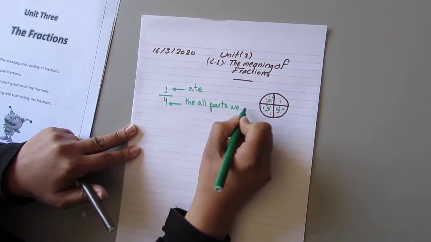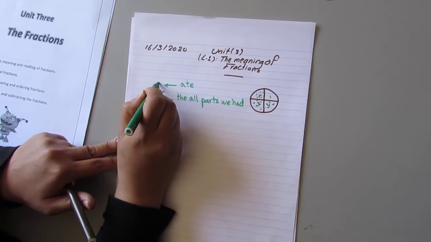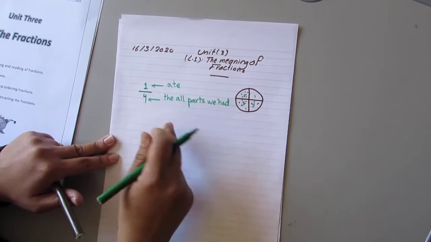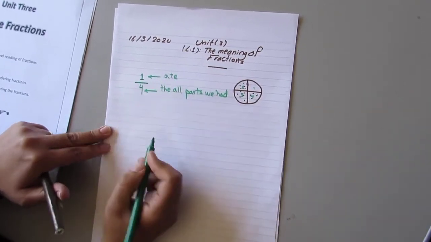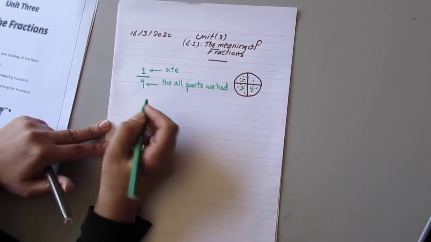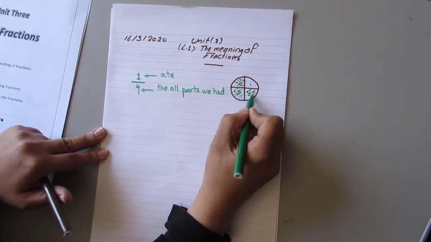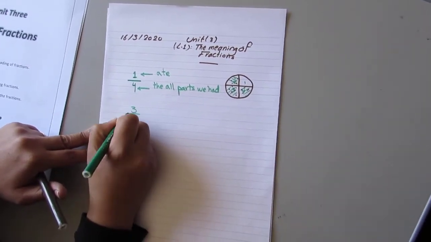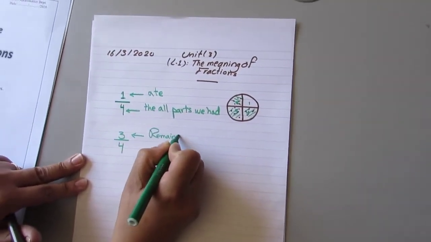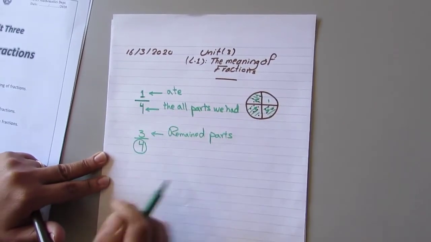The whole parts we had. Okay? So we will write it like this: 1, and then the sign of the fraction, and then we will write the number of all parts. Okay, that's what I ate. If I want to represent how many parts I still didn't eat yet, we will count 1, 2, 3. So it will be 3 over 4. That's the remaining parts. And also this is the whole parts I had.